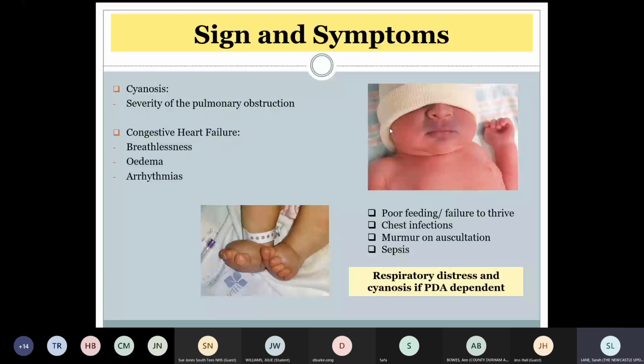The infant with the Tetralogy of Fallot may struggle to feed, and then their weight gain might be quite poor. They can also be quite susceptible to chest infections and sepsis. Should you examine the child, you will have an audible murmur.